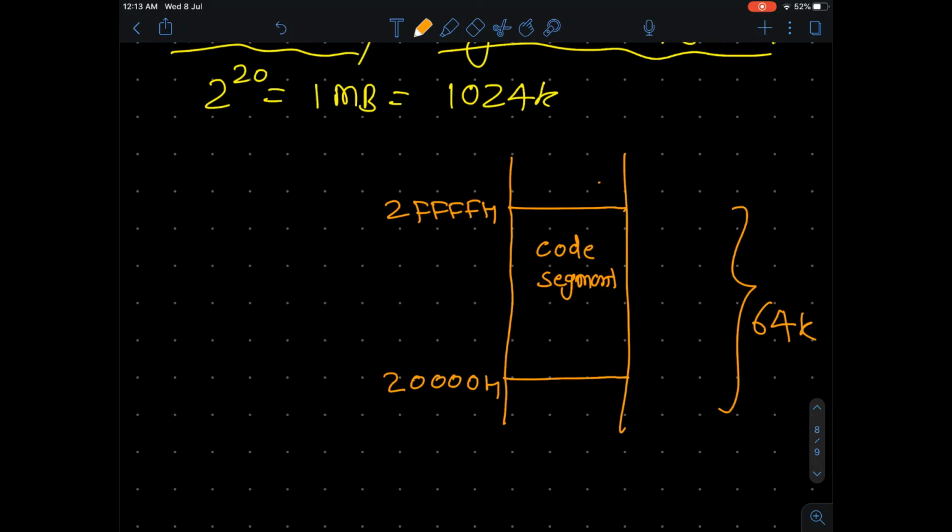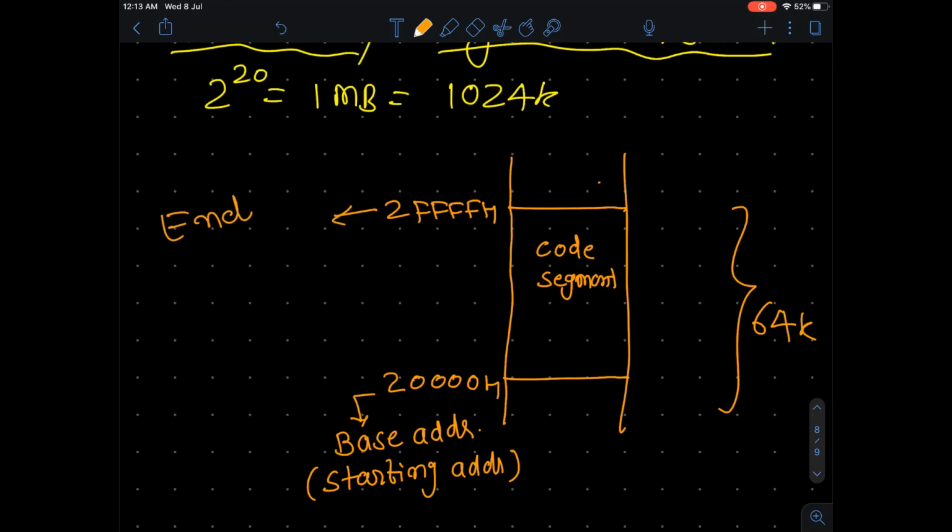As far as this code segment is concerned, for example, we have taken this. We'll discuss the other segments in a similar way. So here 20000 is called the base address, also called the starting address. And then this is the ending address. Now this is how many bit address? This is the 20-bit address, which is also called the physical address.